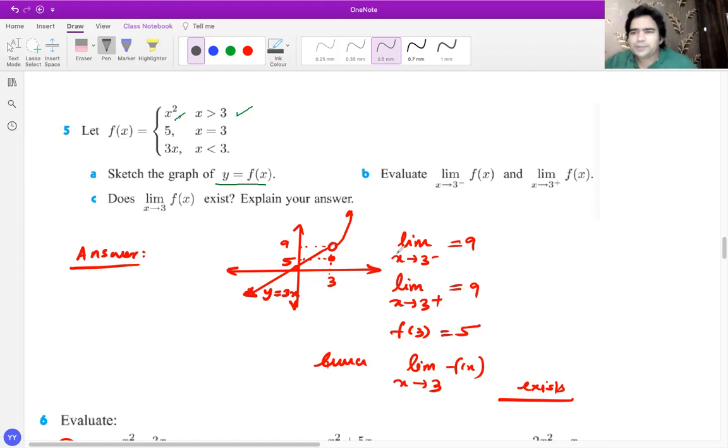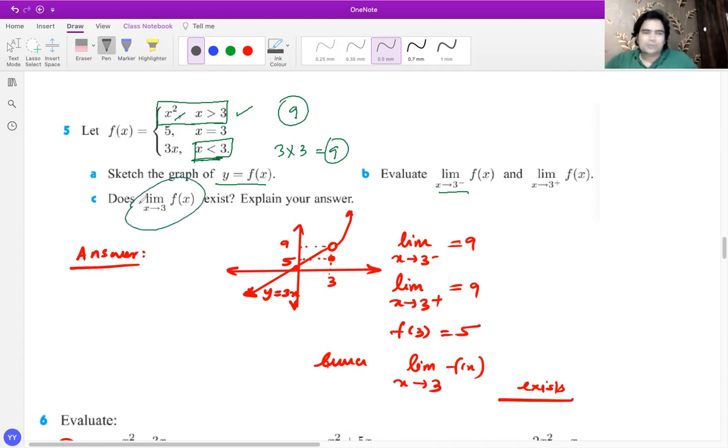Now, when you want to evaluate the limit as x tends to 3 positive or 3 negative, for 3 positive, I'm going to use the first function. So that's nothing but 9. When I say x tending to 3 negative, which is from the left side, I'm going to use this function because this is valid for x less than 3. So that's nothing but 3 times 3, which is 9. So you can see that the left hand and right hand limits are the same. So obviously the limit is going to exist.